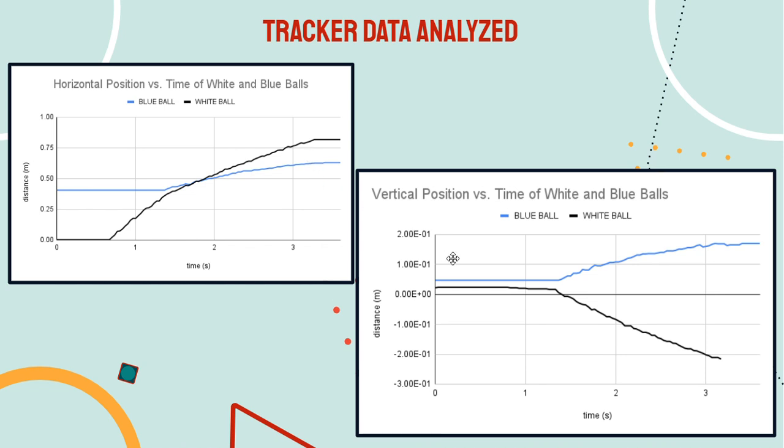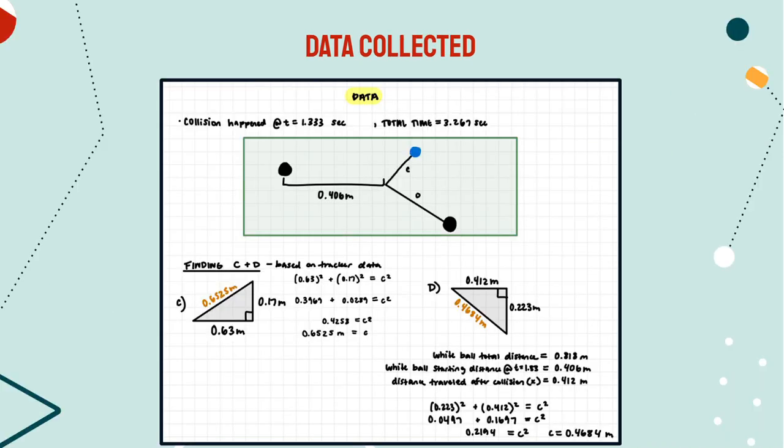Here, vertically, again, this is more of what actually happens, what you observe. Once hit, the blue ball travels up and to the right, and the black ball travels down and to the left. Based on this data, the total time being 3.267 seconds, we're going to find C and D, the total distance that both the blue and the black or white balls travel after the collision, using the Pythagorean theorem and the total distance.